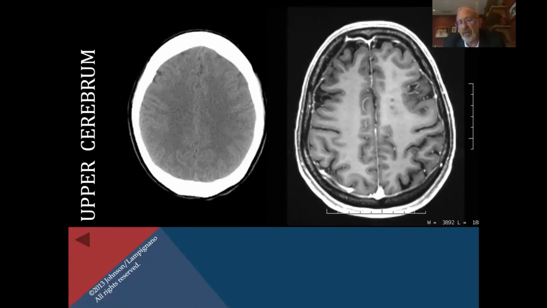This area we're going to call the centrum semiovale. It's perhaps the most dominant feature within the upper cerebrum. If you were to have a stroke or injury or trauma in this area, one half of the body would lose both motor and sensory function. So that would be a really important landmark that we're going to emphasize.